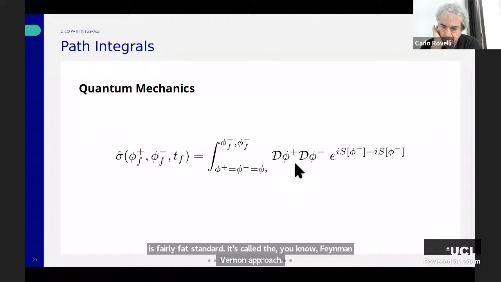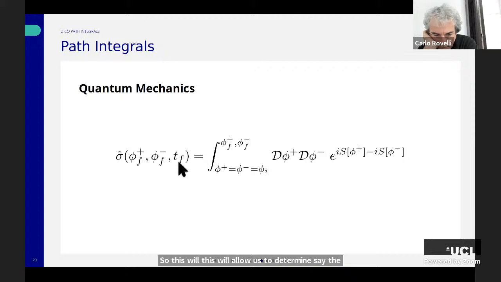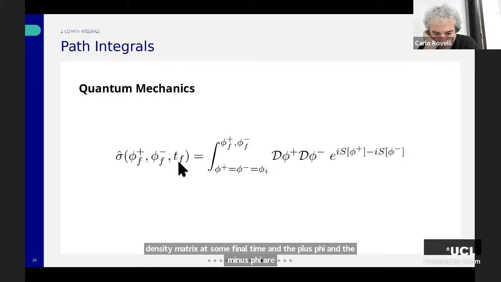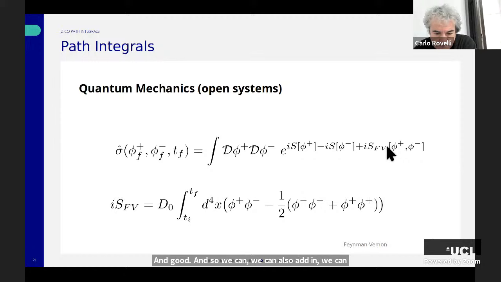We can write it like this. This will allow us to determine, say, the density matrix at some final time, and the plus phi and the minus phi are the final states. I do use them interchangeably, you're right, Carlo. And so we can consider pure states going to mixed states by adding in this Feynman-Vernon term, which acts to provide decoherence.